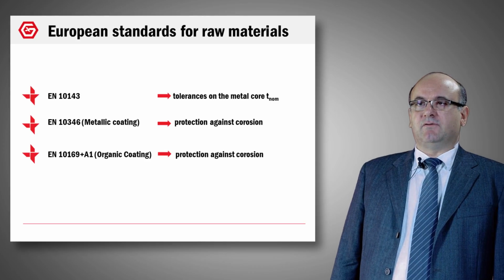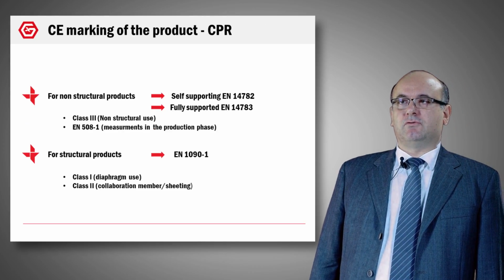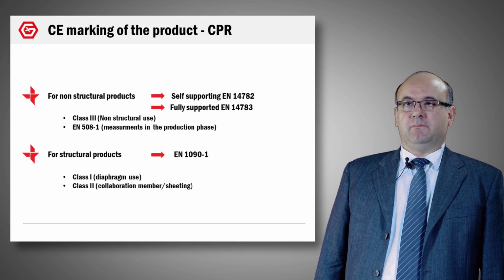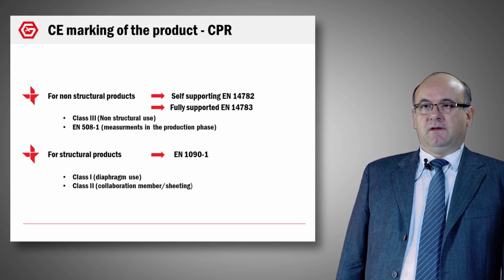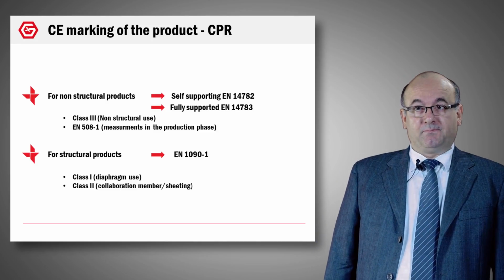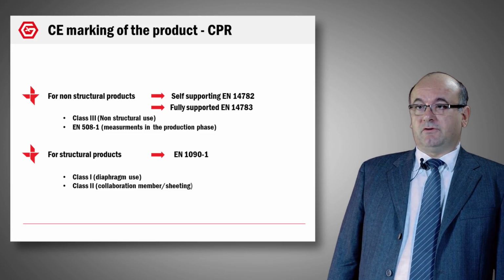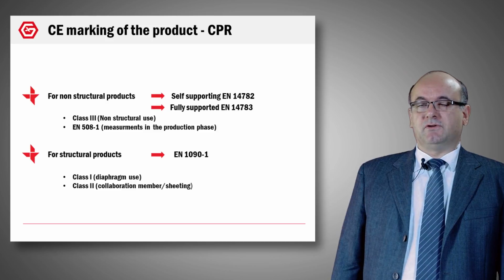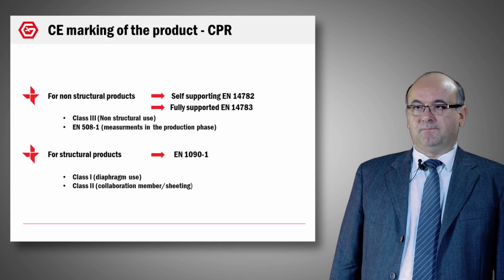After, we have a CE marking of a product, and we have a CPR, the Construction Product Regulation. It's a regulation, so it's obligatory, mandatory in each country. We have two families, for non-structural products and for structural products. For non-structural products, we have two standards, the self-supporting standard, EN 14782, and the fully supported standard, EN 14783.